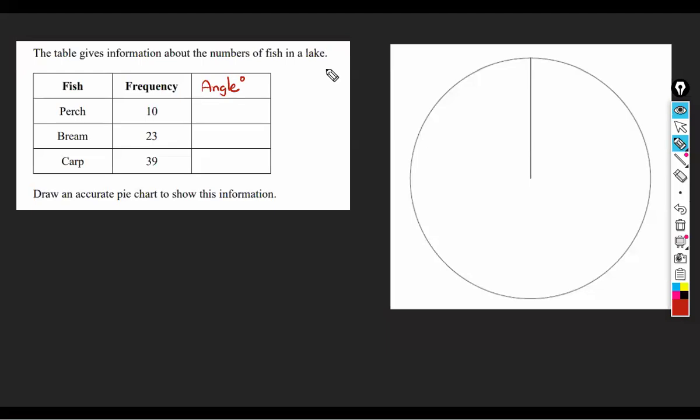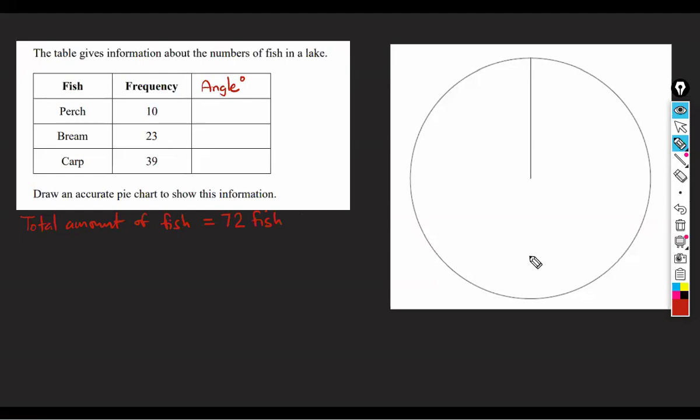Now, quick question. How many fish were there in all? By just reading the question and quickly adding it up on your calculator. How many fish were caught in all? You have 10 perch, 23 bream, and 39 carp fish. So let me just put total amount of fish. How much is the total? Everybody is sending the answer on the chat. When you add up 10, 23, and 39, we're getting 72 fish.